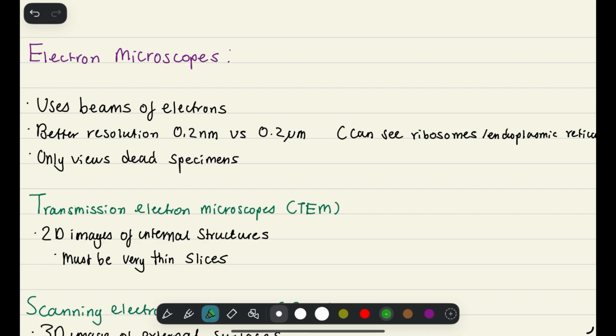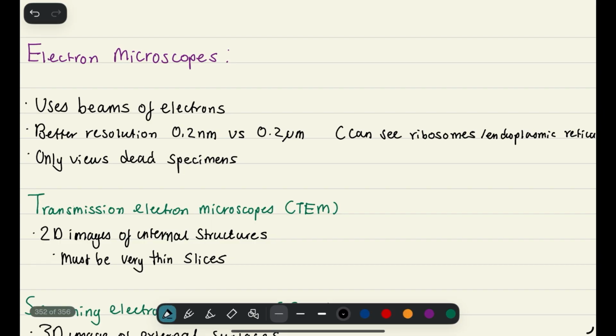So electron microscopes use beams of electrons, whilst your other alternative, the light microscope, uses rays of light. So that's the difference. In terms of the resolution, which is how clearly you can see things separate from each other, the electron microscope is a lot better. So electron microscope is 0.2 nanometers. And just in relation to a meter, nanometer is times 10 to the minus 9. Whereas a micrometer is times 10 to the minus 6.